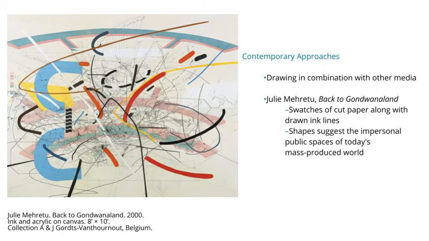As for some more contemporary approaches to drawing, oftentimes drawing is used in combination with other media nowadays. Here's an example. This is Back to Gondwana Land by Julie Mehretu. I'm totally botching that last name. I'm so sorry. This is what happens when you learn things from reading instead of hearing someone say it out loud. My bad. But this is made of swatches of cut paper along with drawn ink lines. So the cut paper is collaged onto the piece, and then ink lines are added underneath and over top of the paper. And the shapes kind of suggest this impersonal public space that today's mass-produced world has.